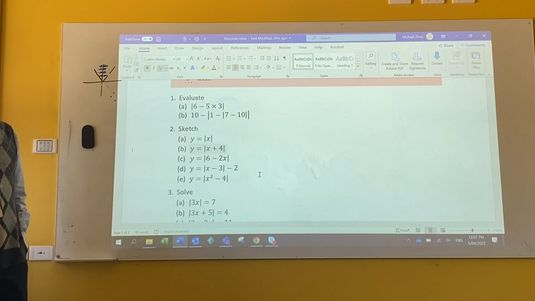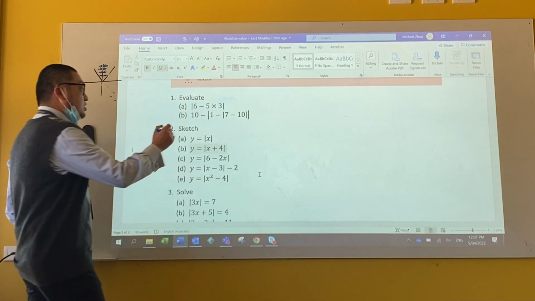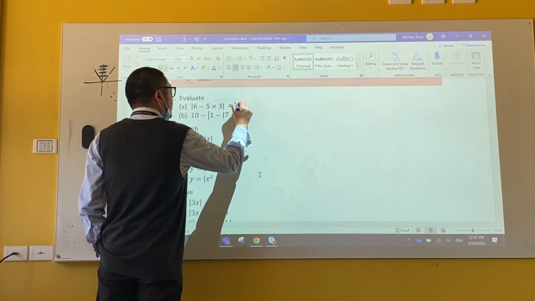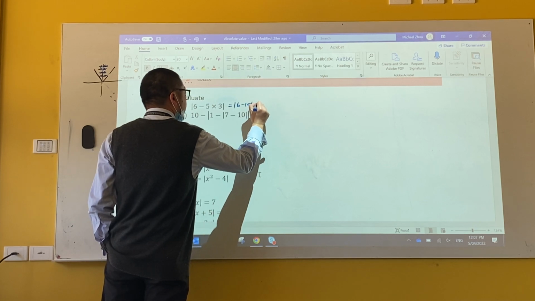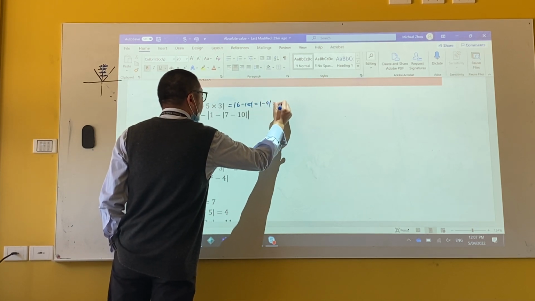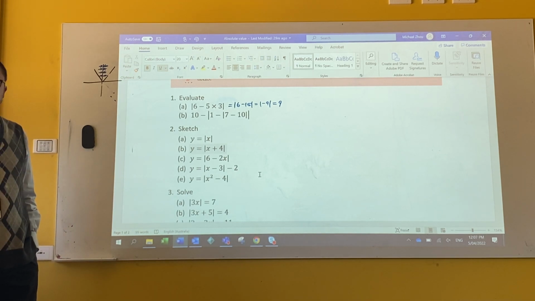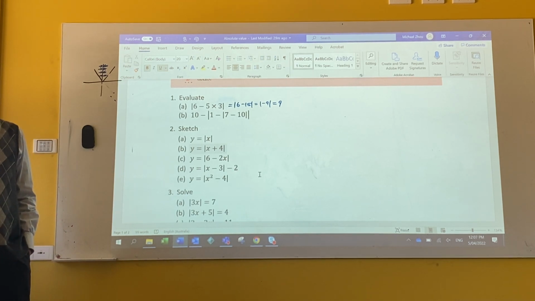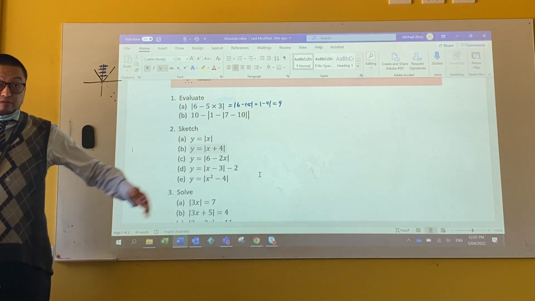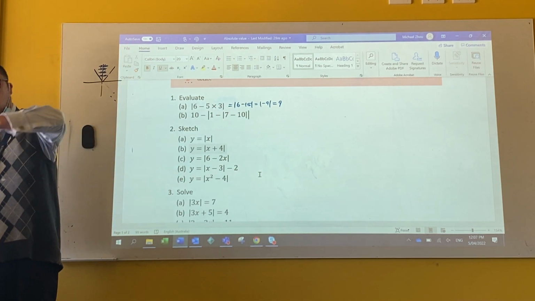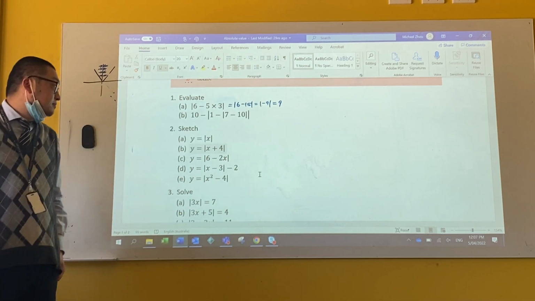First of all, evaluate these two questions. 6 minus 15, obviously gives minus 9, but the absolute value of minus 9 is 9. Make sense? Because we're talking about the distance of minus 9 to the origin. Yeah?